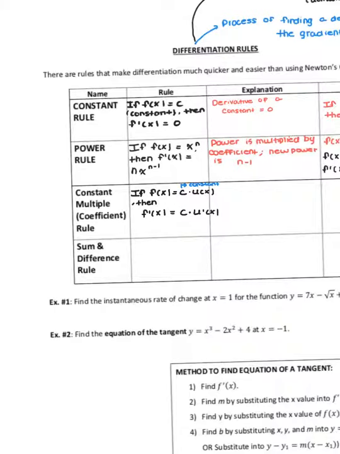So in other words, if there is a constant being multiplied by or times a function, that constant will be multiplied by the derivative as well.